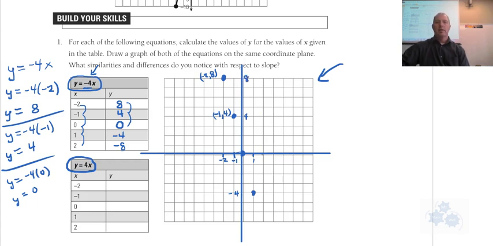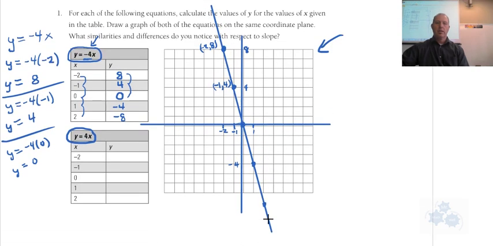And then 2, -8. Going to be right about there. All right, so in blue, see if I can do this. We'll make a line. Oh yeah, that was looking really good until I just lifted my pen up. Sweet. Okay, there's that line.